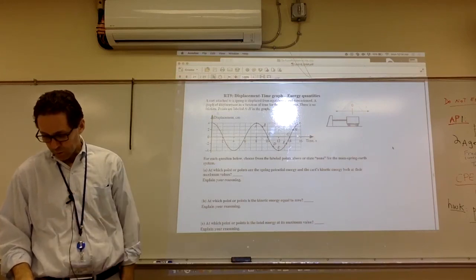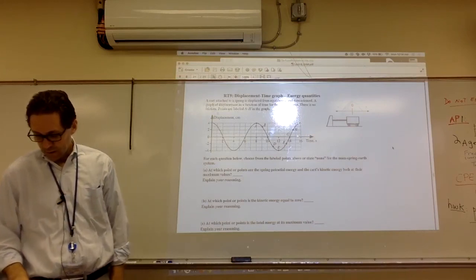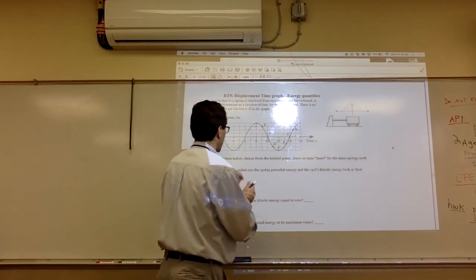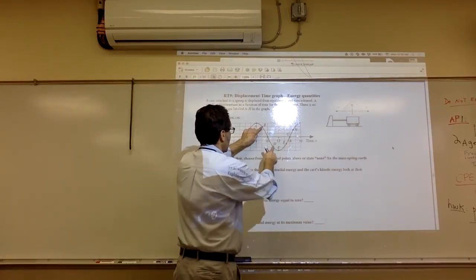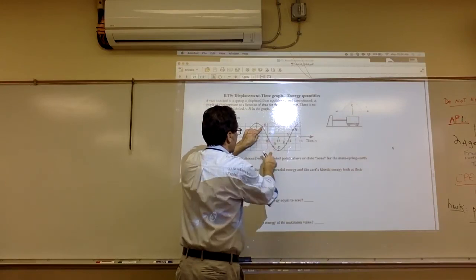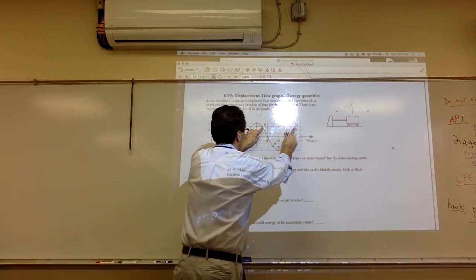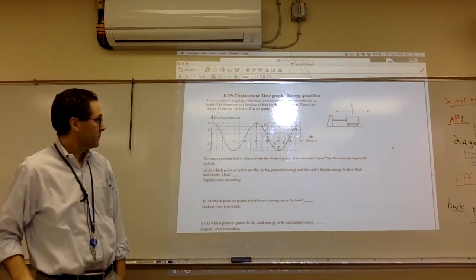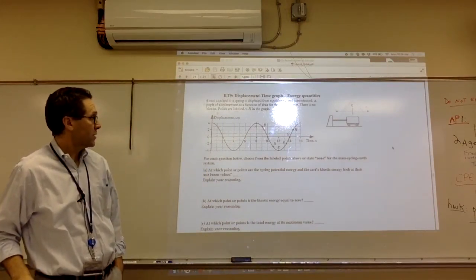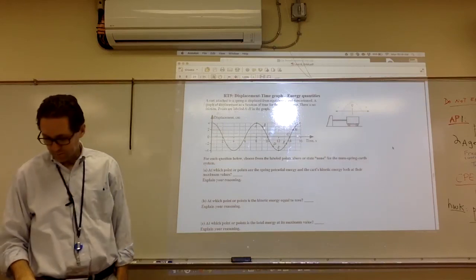At which point or points is the kinetic energy positive? Well, it's going to be positive whenever it's not 0, right? So it's going to be positive at B, C, D, F, and H. And G, right? Because it's still moving at G.